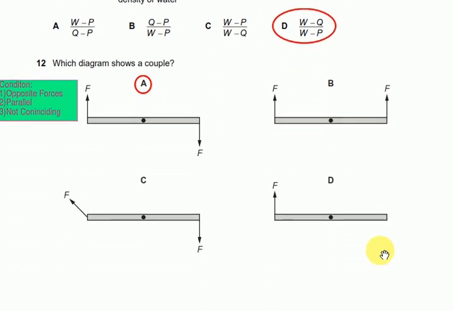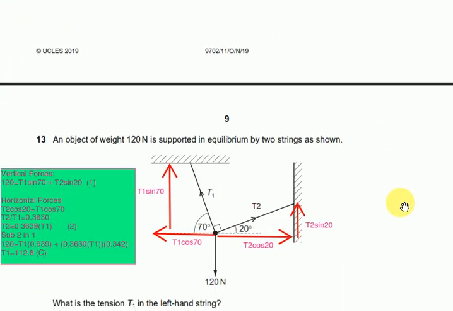Question number 12 says which diagram shows a couple? The conditions for a couple are that the forces must be opposite, they must be parallel, and they must not coincide. Part A is the appropriate answer because they are opposite, they are parallel, and they are not coinciding. B, they are not opposite, they are in the same direction. C, they are coinciding. See, this force and this force are coinciding. D, there is not a second force, so A is the appropriate answer.